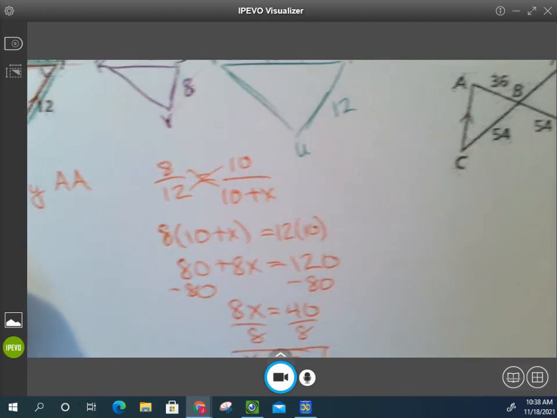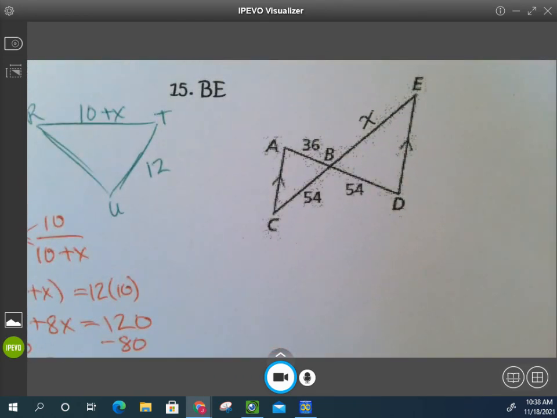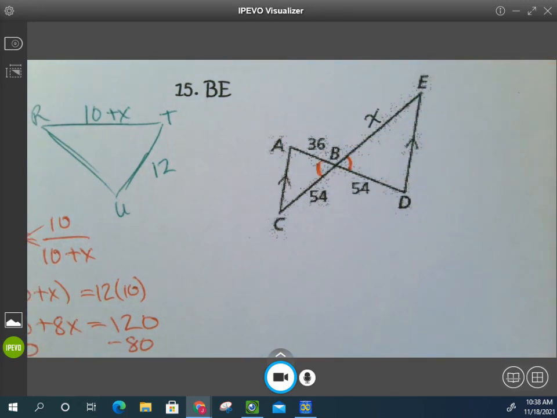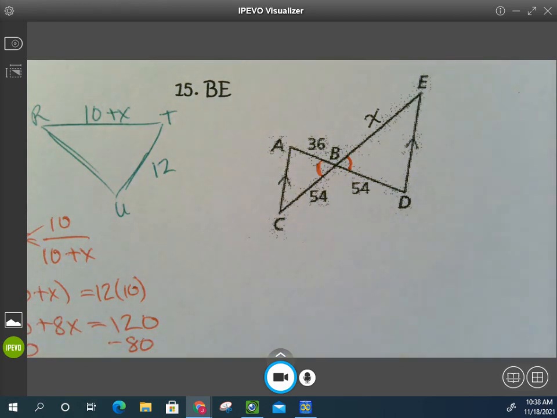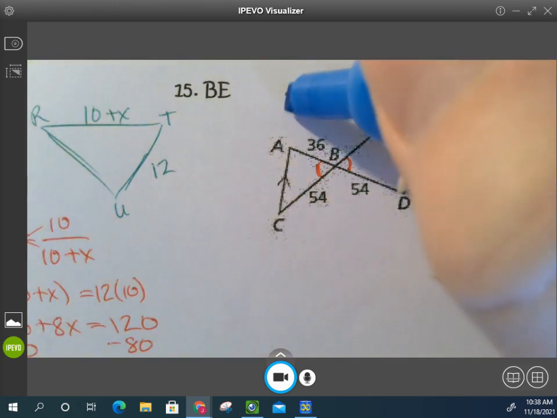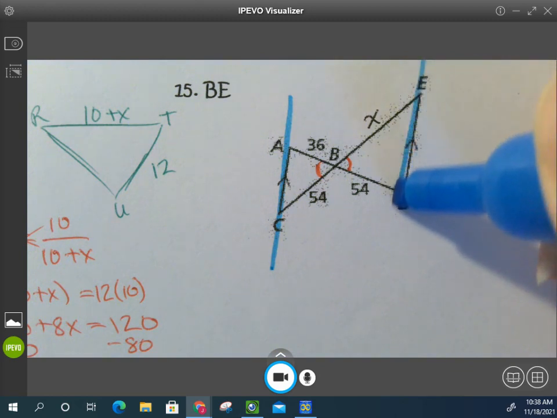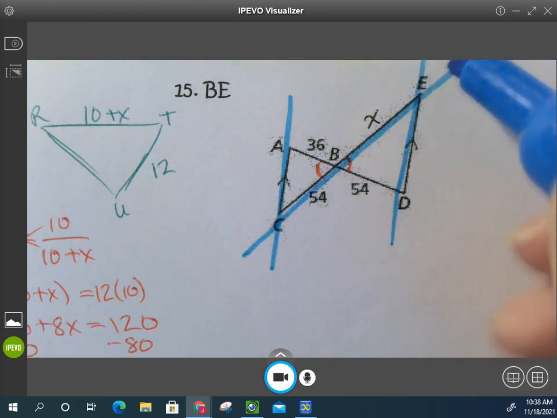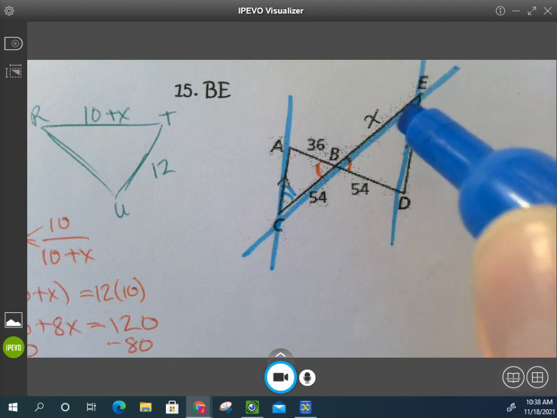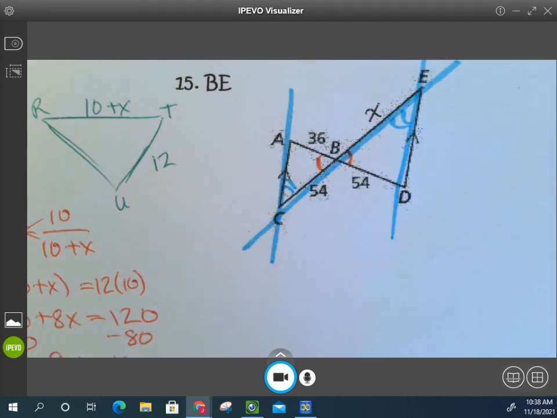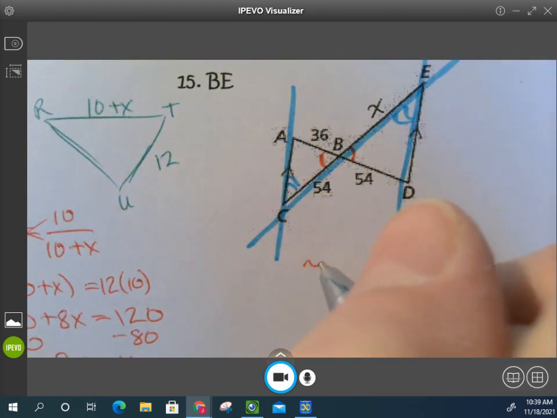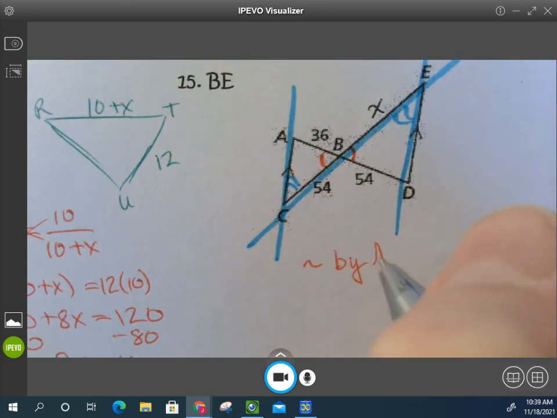Now, look at number 15. First of all, I have these vertical angles are congruent, but we have an issue. I can't use side angle side because I don't know this side. So I do need those parallel lines, right? Parallel lines cut by a transversal, so this angle is congruent to that angle. They're alternate interior, or we could do the reverse. But that's all I needed were two angles. So I can prove these are also similar by angle, angle.